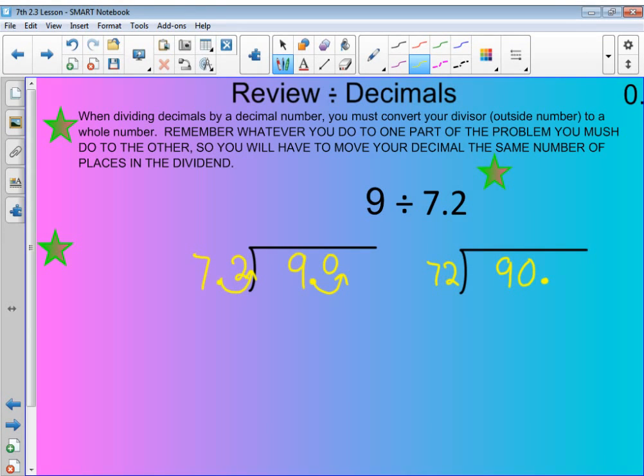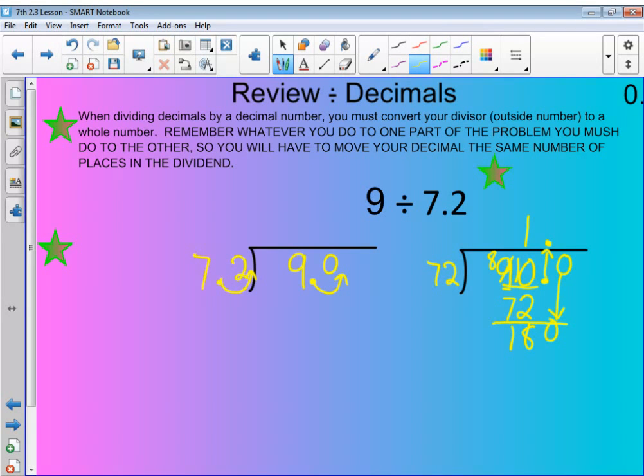So I'm going to bring that up just in case I need it. All right, 72 can't go into 9, so I'm now going to look at 90. 72 will go into 90 once. 1 times 72 is 72. I subtract out, and I have 18 left over. I cannot leave a remainder when we're working decimals. So this is an example of, like I had just previously said, where we're going to have to start adding a 0 and bringing it down.